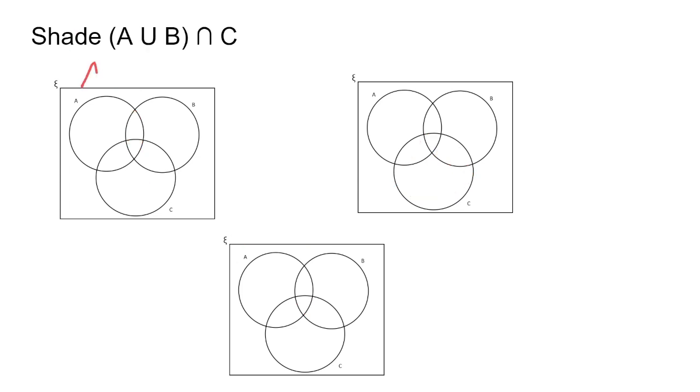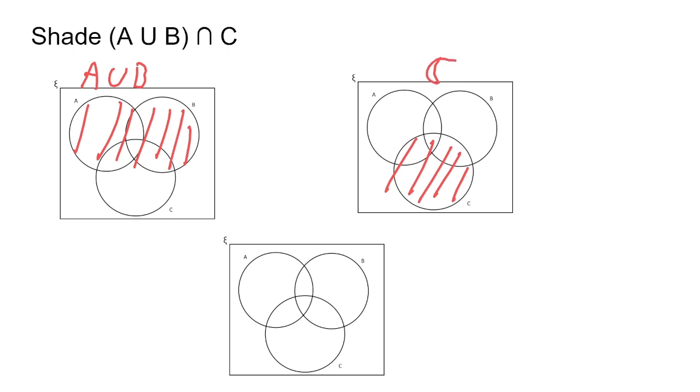Next, A union B intersection C. So again, start with A union B, then C. There's just a circle over here. Then the 2 combined, A union B intersection C would just be this part over here, because it's in A union B, and it's in C. Boom.